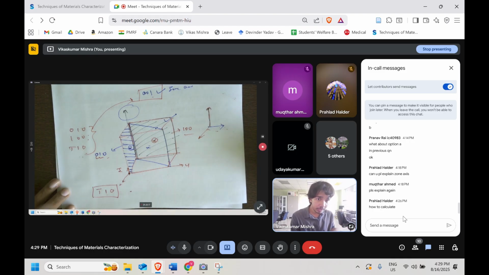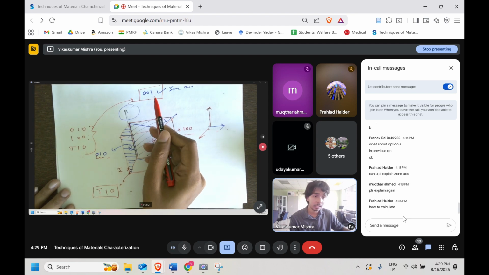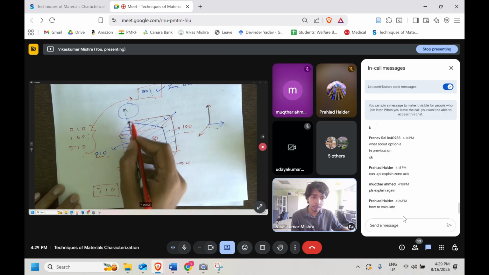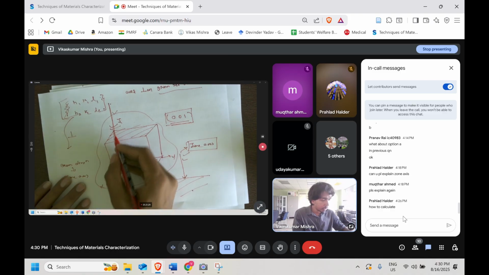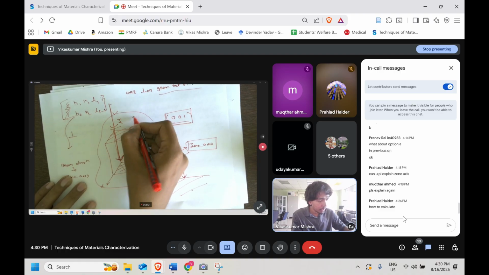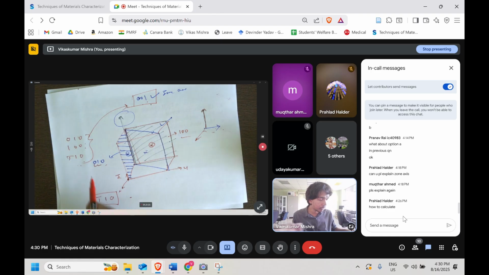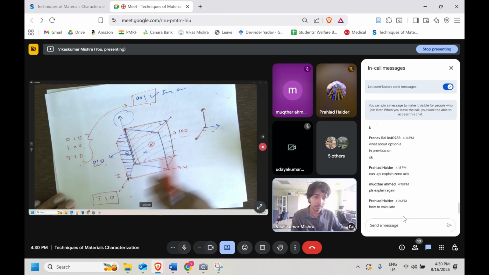So for any given set of planes, you can do the cross product and find their zone axis. The zone axis is the common axis between the set of planes. Here I was drawing the long things. The perpendicular to the plane should be perpendicular to the direction of the plane. So for this particular plane, the direction is this.